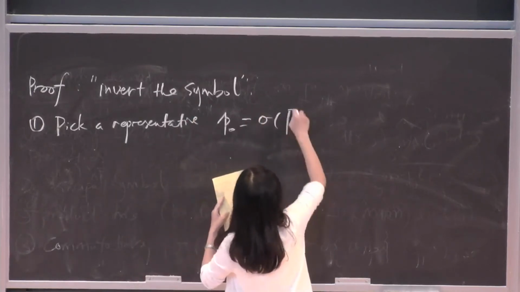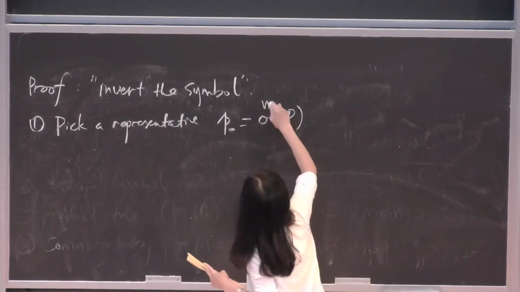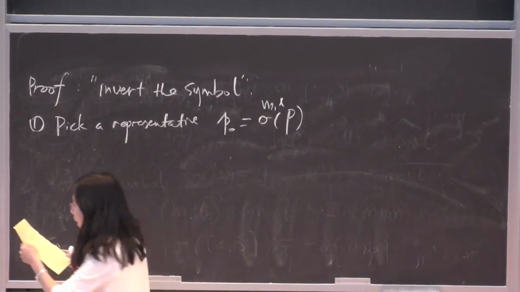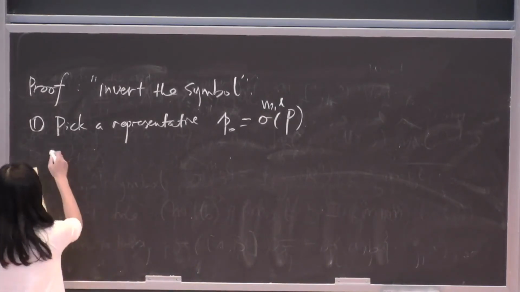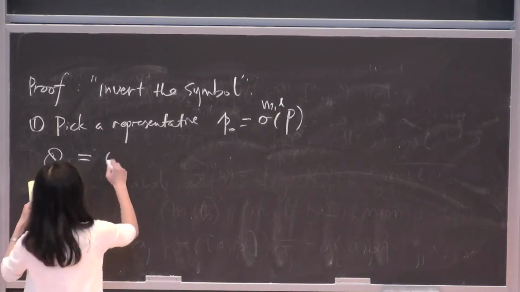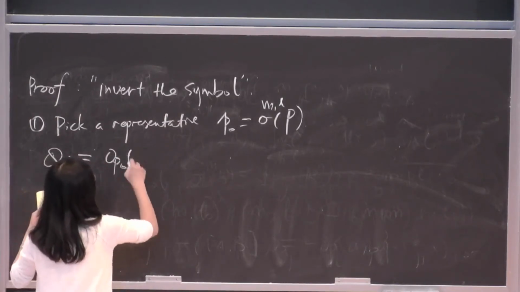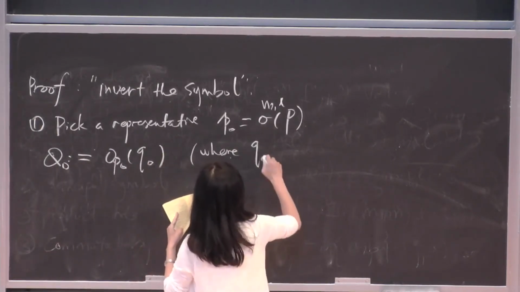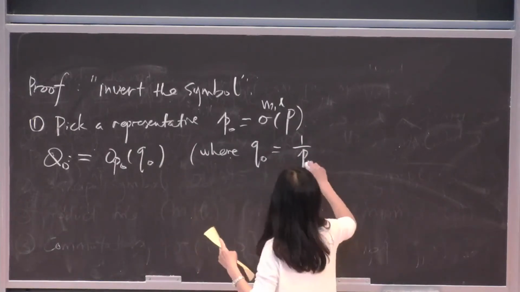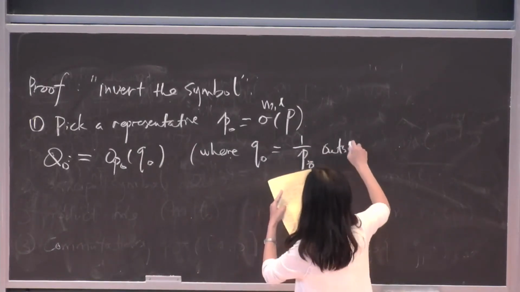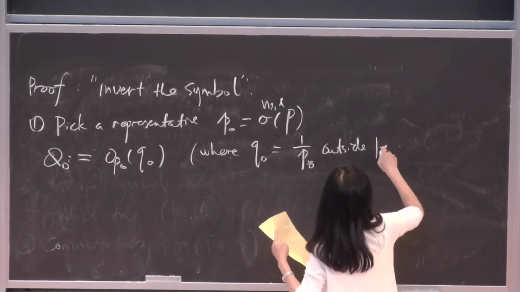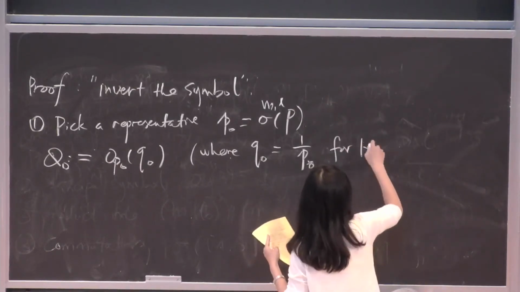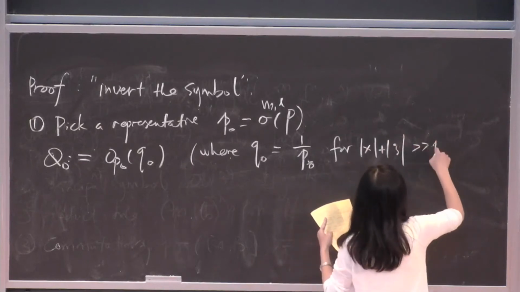So this is sigma P. Again, this is a sigma MLP, it's really. Again, it's defined up to the lower order term. And I'm going to define the following. Q0 is defined to be Op 0 of a different symbol, q0, where this q0 is equal to 1 over P0, for x plus psi greater or equal to 1.